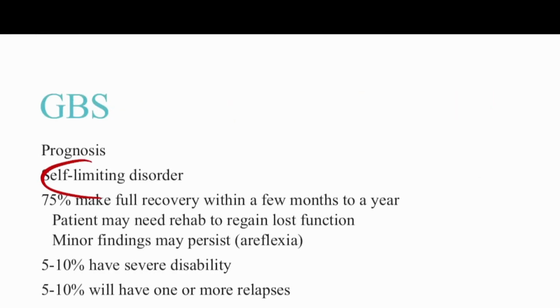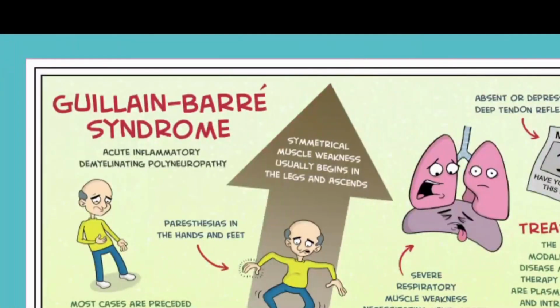Prognosis, it's a self-limiting disorder. It's going to stop on its own. Nothing you're going to do is going to make it go faster. Whenever it's ready, it's ready. 75% make a full recovery within a few months to a year. Some may need rehab. Like I mentioned before, they'll lose their ability to walk, so they have to relearn how to walk again. 5 to 10% will have a lingering severe disability. 5 to 10% will have one or more relapses. Death rate 2 to 3% for Guillain-Barré. So here's a summary slide for Guillain-Barré.